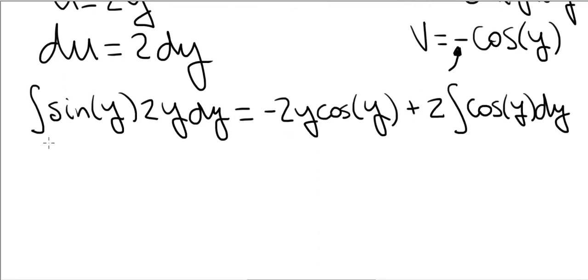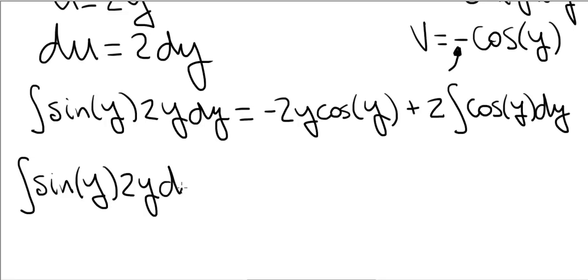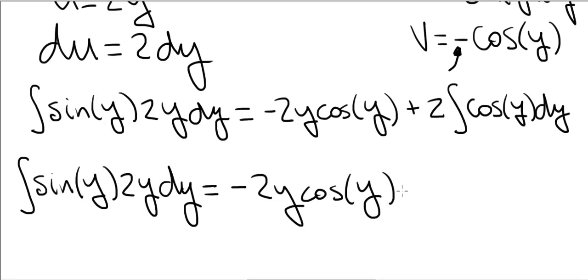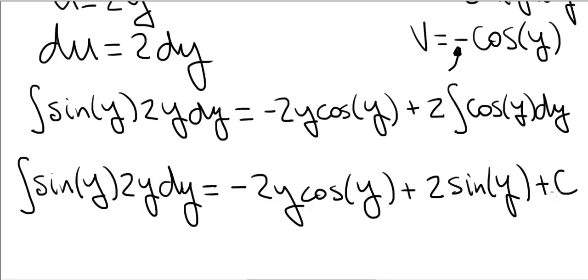So the integral of sine of y times 2y dy equals minus 2y cosine of y, and then plus 2 times sine of y, and we can add a constant of integration c. This answer is in variable y.